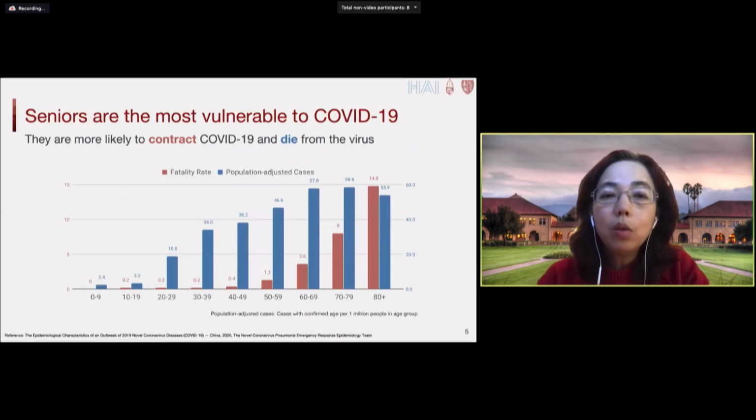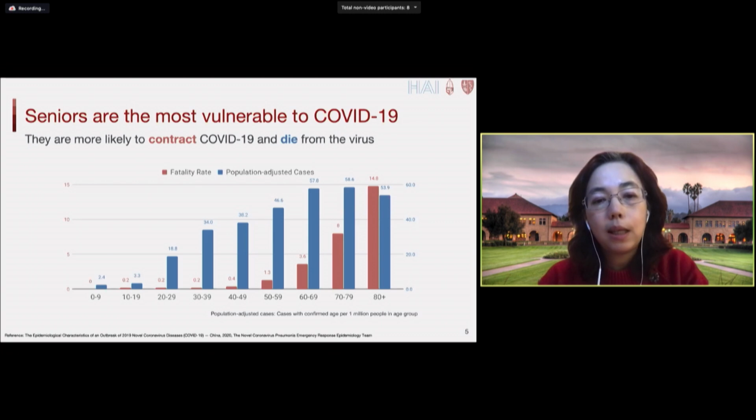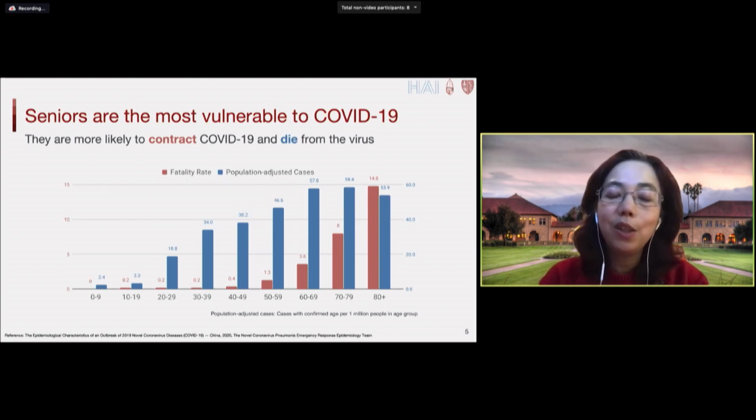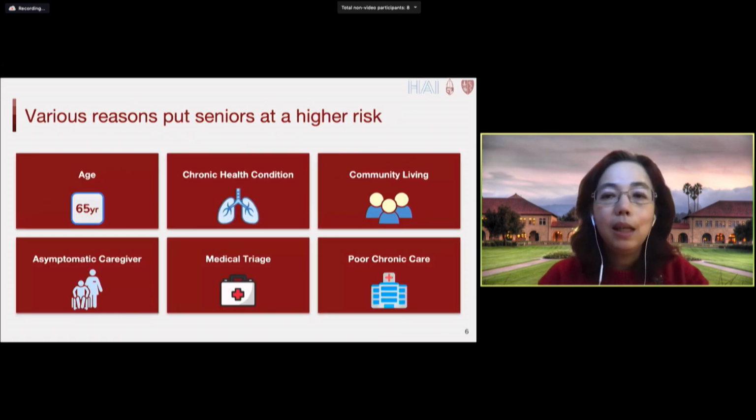Indeed, while we still don't know much about the nature of coronavirus, one thing we're seeing from studies like this is that this virus hits the elderly population harder than the younger ones, both in terms of infection rate as well as fatality. The red bars here show drastically increasing fatality rate as the age increases. Exactly why this is so is still subject to further scientific studies.